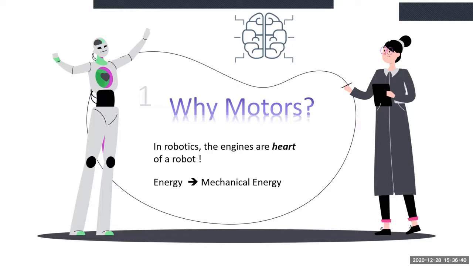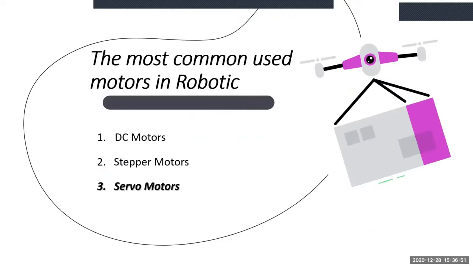And without the heart, no system can operate. If you want to make your robot as efficient as possible, it is really crucial that you have chosen the right motor type. Those are the most commonly used motors in the robotics industry: DC motors, stepper motors, and servo motors.